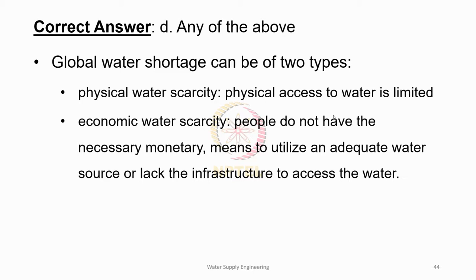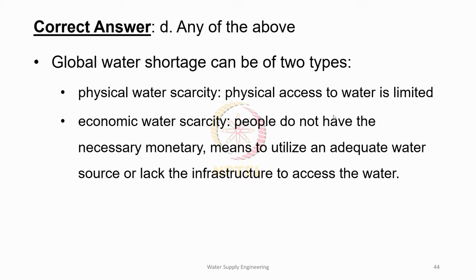Now another type of water scarcity is economic water scarcity. This is where water is there, but people or the consumers do not have the necessary monetary income to utilize an adequate water source, or it may be the lack of infrastructure to access the water. That is, quantity-wise and quality-wise we have plenty of water in the case of economic water scarcity, but we are unable to extract the same.